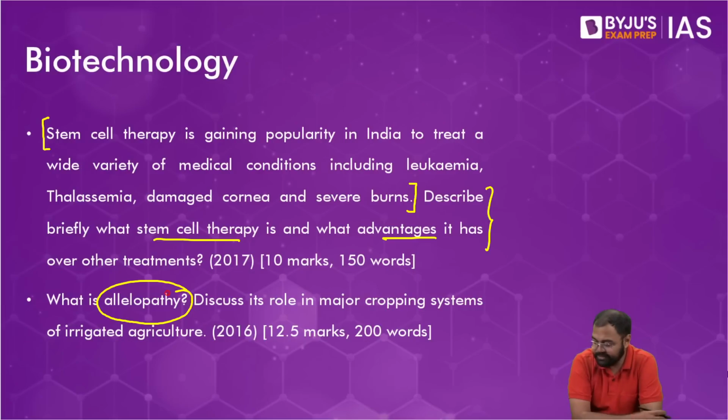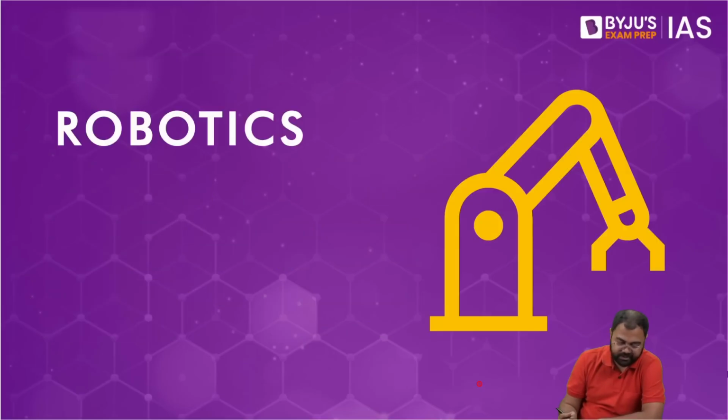So in the case of cropping systems, that is where allelopathy can be used, and it was actually in the news back then, and it was in that context that the question was asked. So these are the questions that have been asked which are related to biotechnology. And as you can see, most of these questions are fairly simple and straightforward.